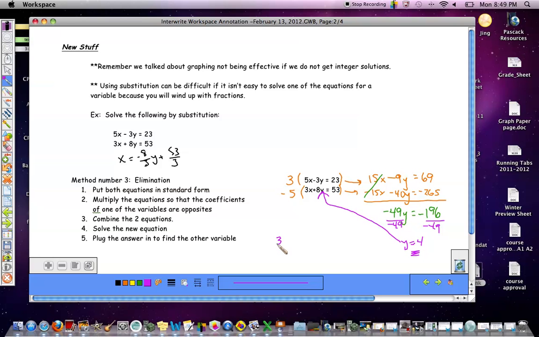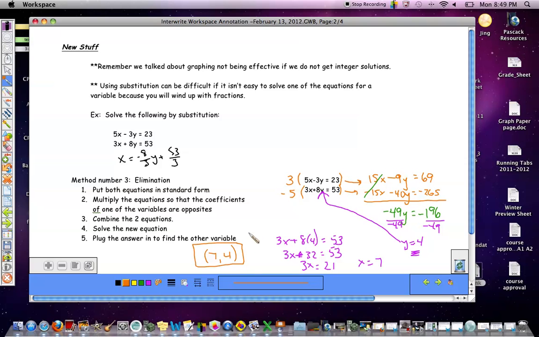So I wind up with 3x plus 8 times 4 equals 53. 8 times 4 is 32, so I have 3x plus 32 equals 53. Subtract 32 from both sides. Oops, that should be a minus here. So 3x equals 21. Divide both sides by 3. I get x equaling 7. Again, we want to write our solution as an ordered pair. So our final solution is going to be x being 7 and y being 4.